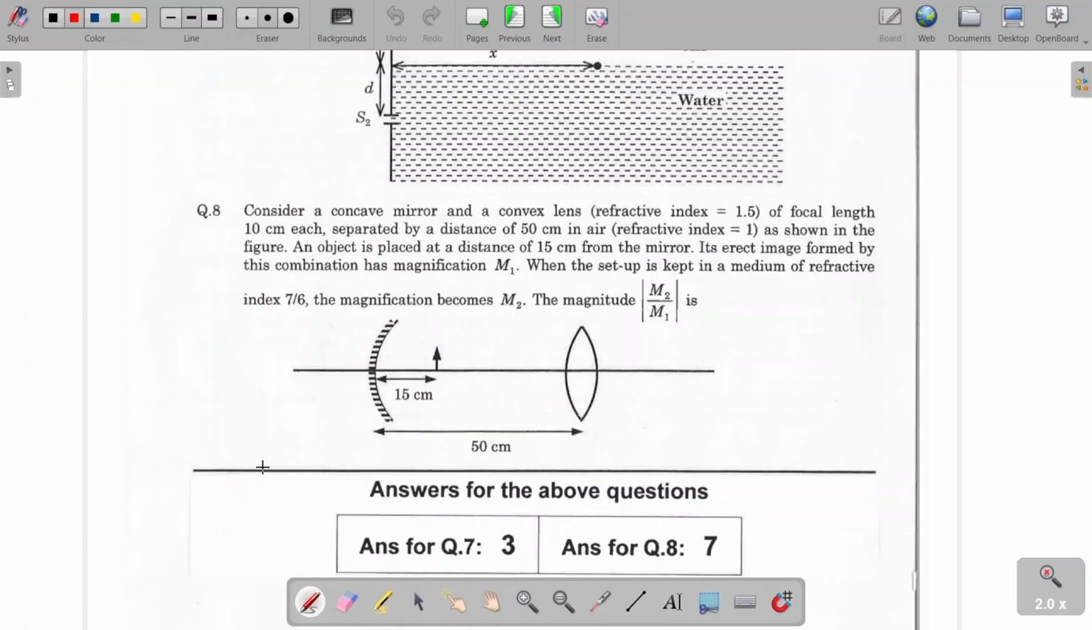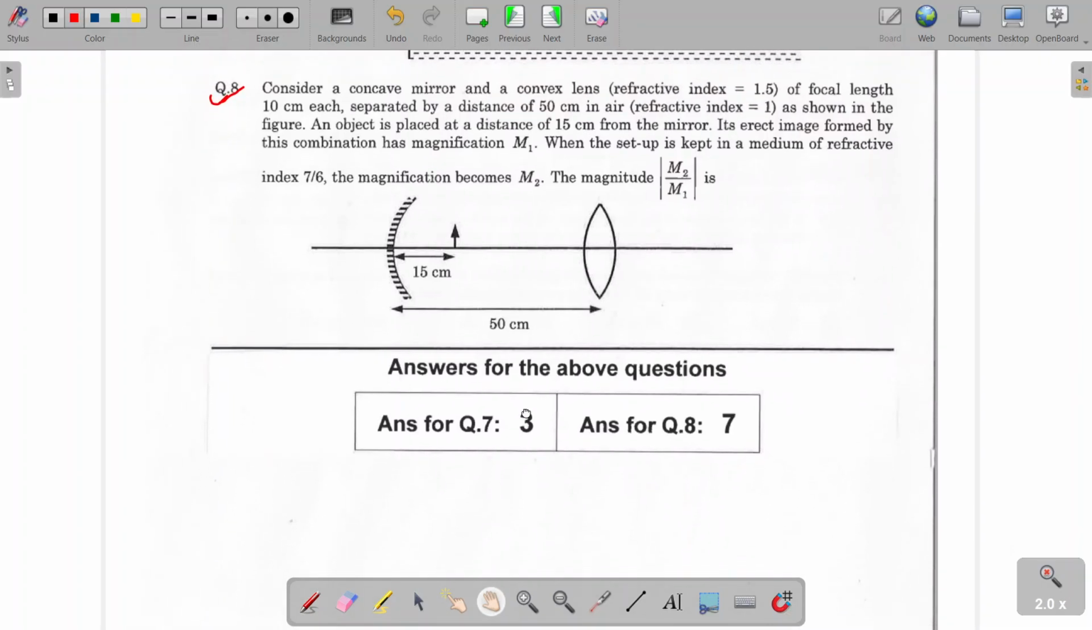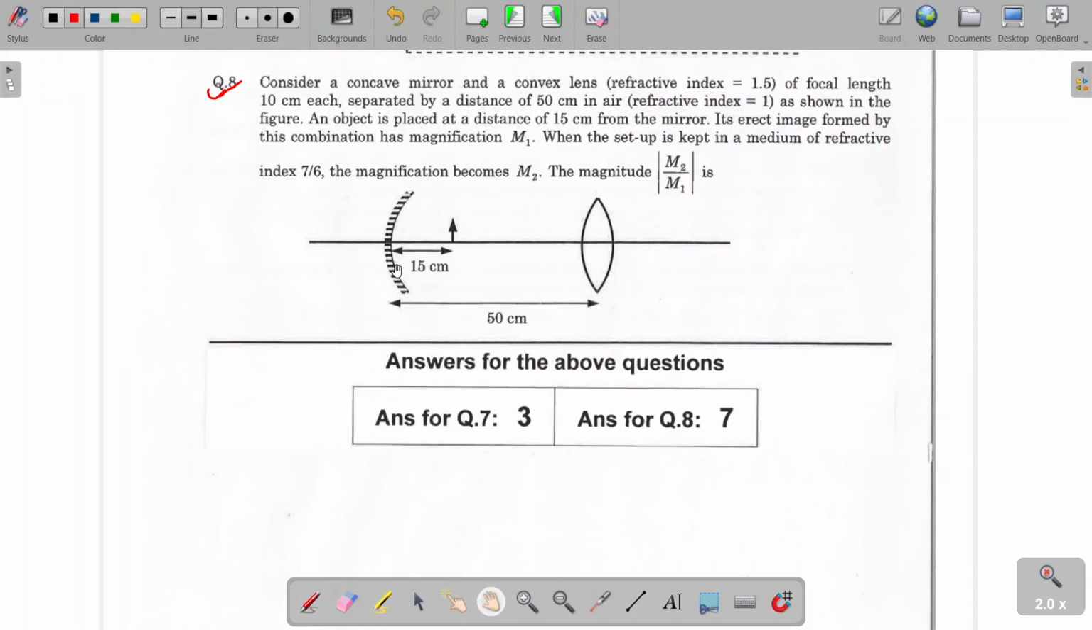We are going to discuss question number 8 of the chapter of ray optics, which came in JEE Advanced 2015. Let us begin. Basically, the question says that you have some kind of mirror, a concave mirror, and a lens placed in front of it. The distance between the lens and the mirror is 50 centimeter.